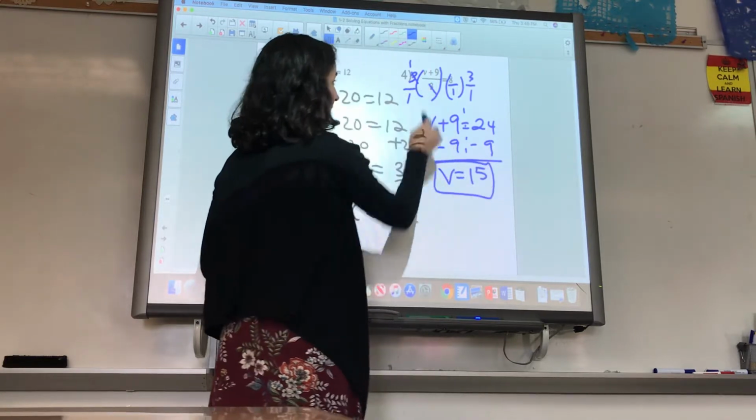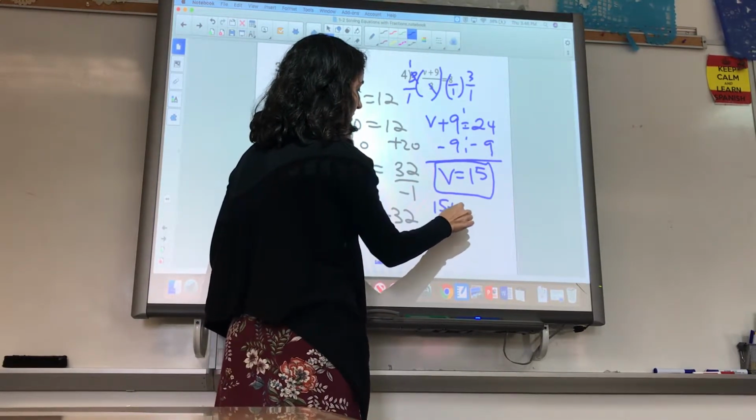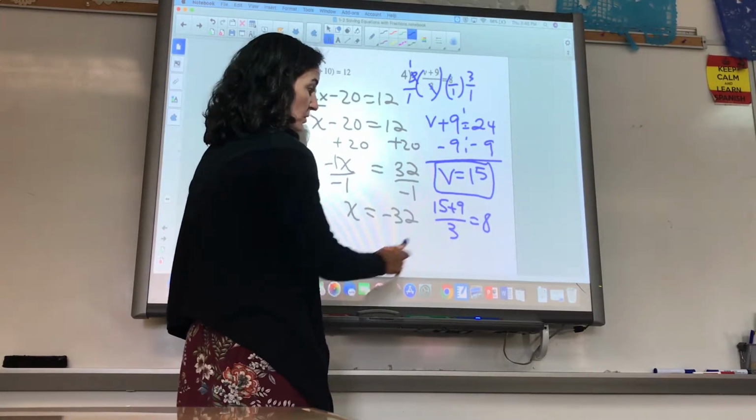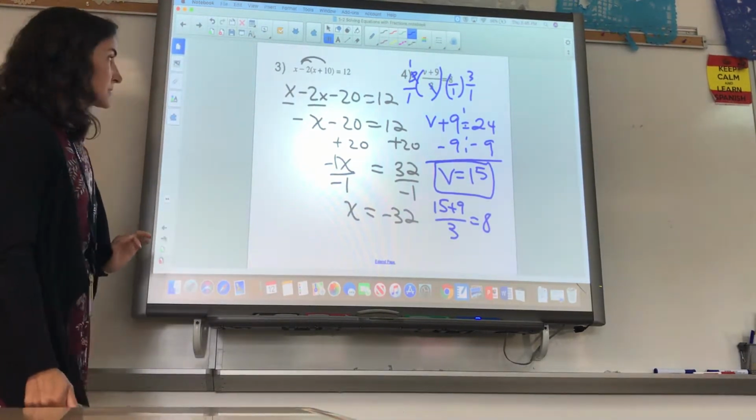Okay, let's substitute that back in. So I have, to our original problem, 15 plus 9 over 3. Does that equal 8? 15 plus 9 is 24. 24 divided by 3 is 8. All right, last problem that I'm going to go over.